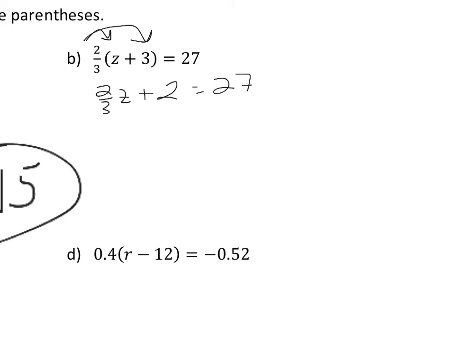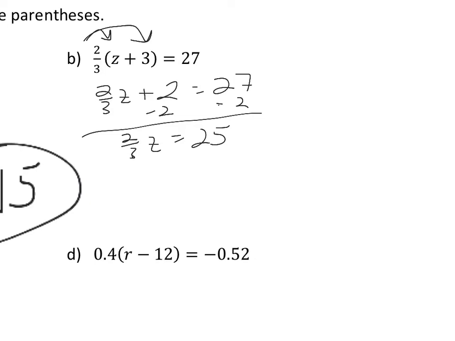And again, we have a two-step equation. So we're going to do the order of operations in reverse. Subtract 2 from both sides. We get 2/3 z equals 25. Now the next step could be to divide by 2/3, as that would cancel out the coefficient on z, and do it to both sides.